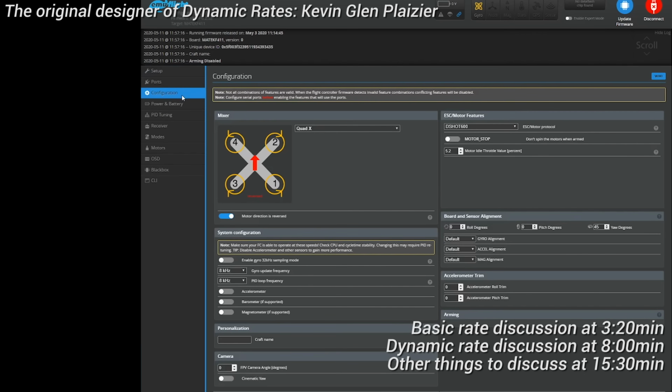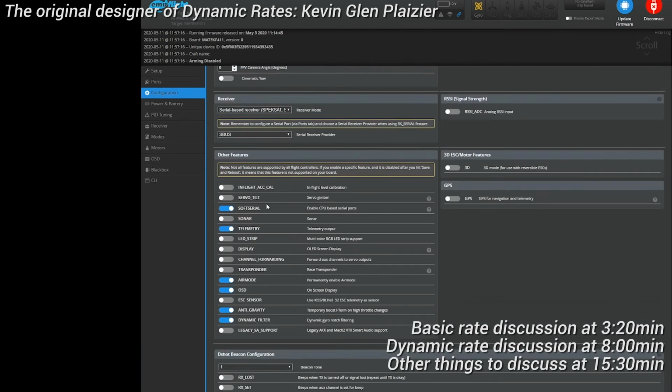Over here, I want to show you the only things that I changed about this particular quad. My motor idle is at 5.2. I think it's like 4.9 as default or something. I like a little bit more, usually higher than 5.2. My board orientation, obviously I set that. And I make sure my air mode, anti-gravity and dynamic filters are on.